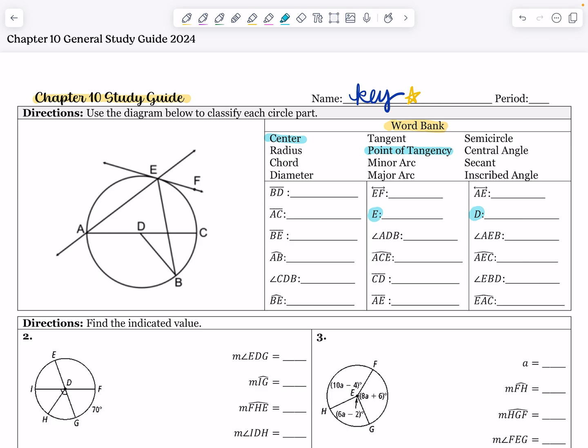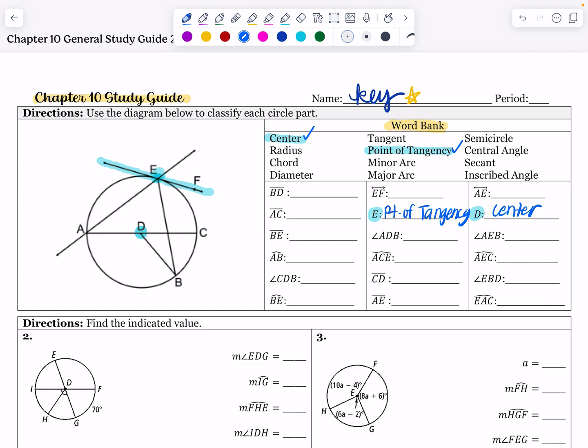So let's go to E. Where is E at? E is on the circle and it's got a line going through it that is tangent, meaning it's touching at one time. And so that means that that point must be a point of tangency. Point of tangency. Okay, what is point D? Let's go find that other point. Point D is the middle of the circle, so we're going to call that the center. Okay, so I kind of know what to look for. I've used both of those now.